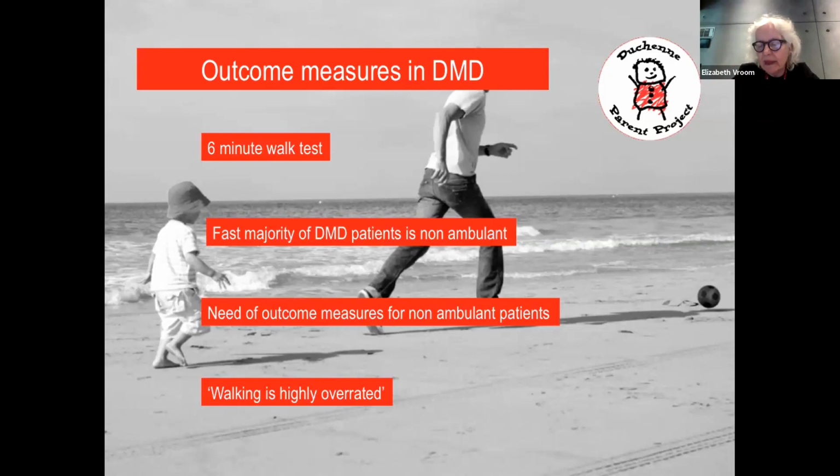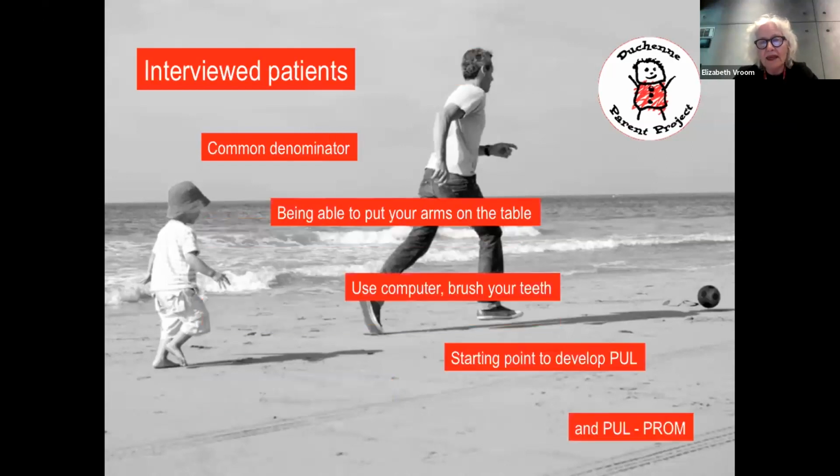And when we asked regulators and especially companies why they were not including non-ambulant patients in their trials, they said, well, we don't have an outcome measure for non-ambulant patients. And you can imagine, as a patient organization, that is not an answer you can accept. We found out a lot of people in companies, but also regulators, thought that if you can't walk, life is almost gone. But the boys themselves said, well, walking is highly overrated. So we said we need outcome measures that can be used for non-ambulant patients.